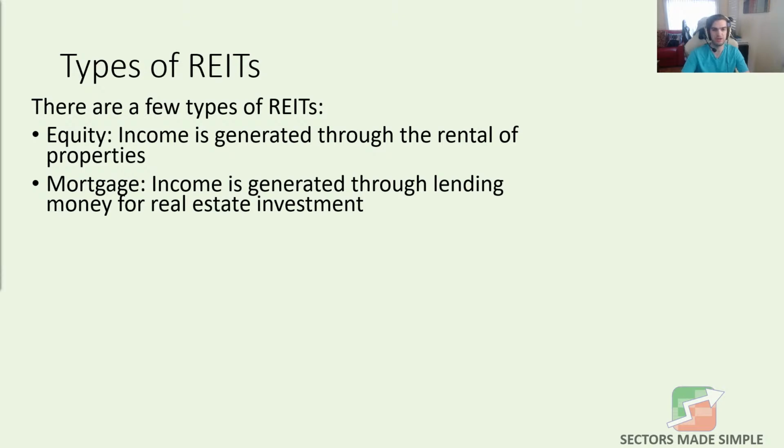Second, we have mortgage REITs. These REITs, yes, they still handle real estate, but a lot of their income comes through lending money for real estate investment. So they say, oh, Juan de los Palotes, you want to buy a house? Here's $1 million to buy your house. You pay us back plus some interest. That's a mortgage REIT. They make their money off of lending money to others to invest in real estate. And then there's hybrid, which does a little bit of column A and a little bit of column B.